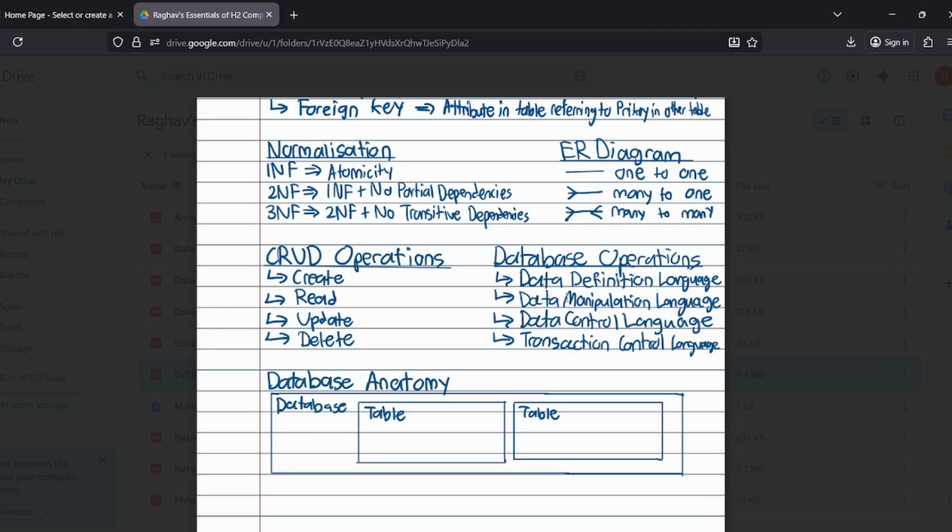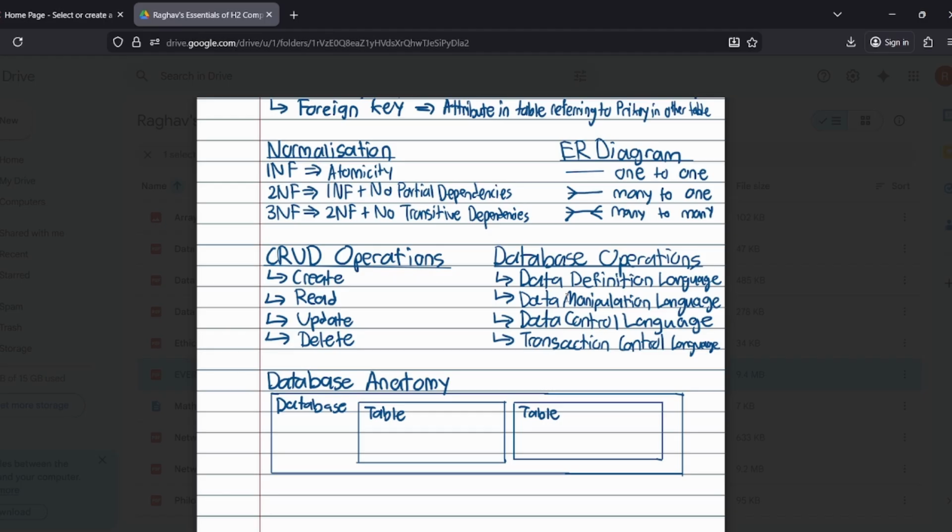Data definition language, which defines. Data manipulation language, which changes. Data control language, another kind of change. And transaction control language. I don't think I've seen anyone ever test this before, but just keep in mind this is something that's testable.